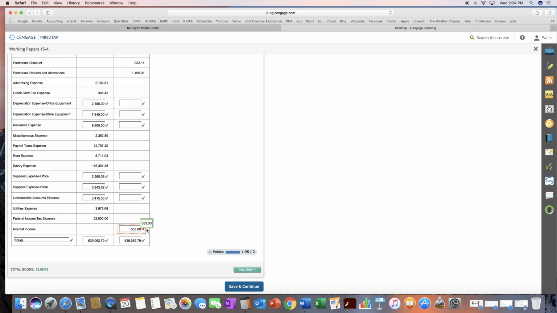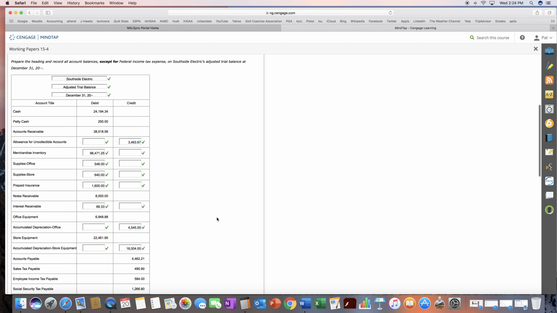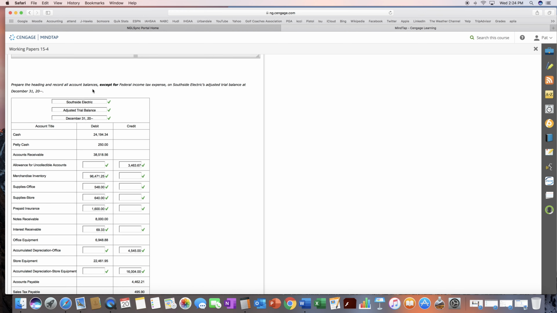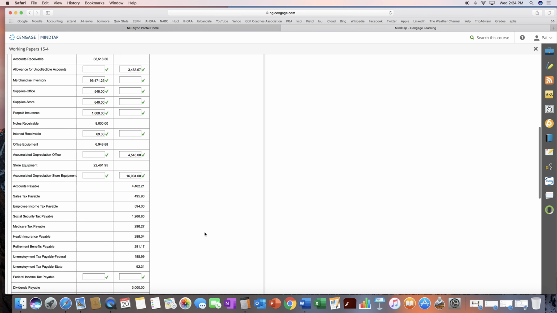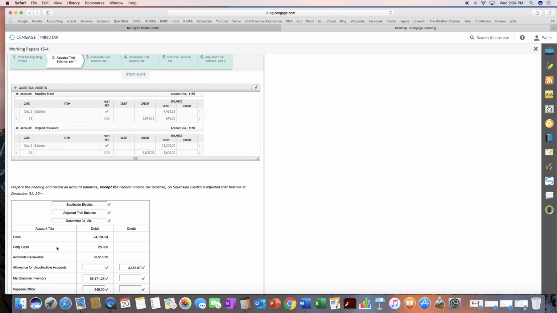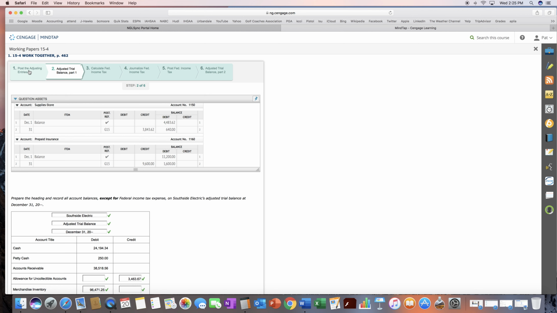And I typed this one in wrong, it's 33 cents. But you'll have the totals, and you will add up these numbers. In the directions here, it says record the amount balance except for federal income tax expense. So you won't add up that federal income tax expense, and you'll get these numbers, the 639,062.79. And you're just putting in all the information. These are the up-to-date account balances after you posted all the adjustments.